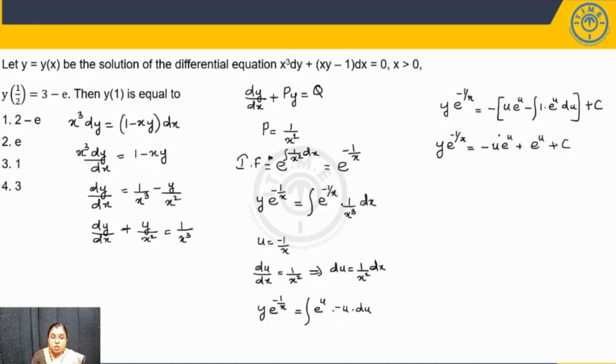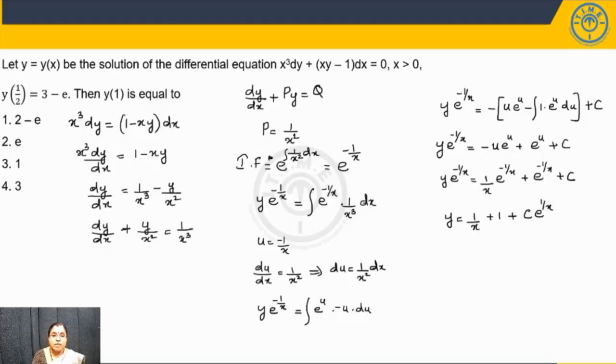So now what is u? u is negative 1 by x. So we have y into e raised to minus 1 by x equal to minus of minus 1 by x, so we have 1 by x into e raised to minus 1 by x plus e raised to minus 1 by x plus c. Let's divide the whole equation by e raised to minus 1 by x. So we have y is equal to 1 by x plus 1 plus c e raised to 1 by x.